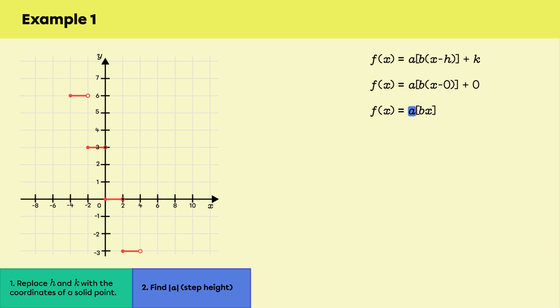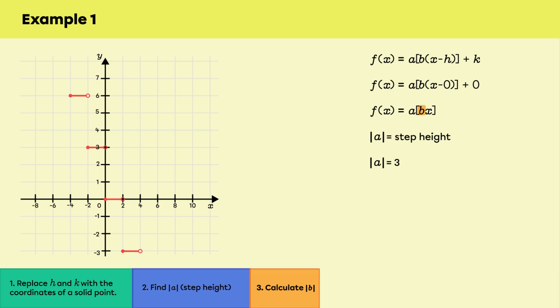The value of parameter a is the vertical distance between two steps, or the step height. Since heights are always positive, we take the absolute value of parameter a. Here, the step height is 3, so the absolute value of parameter a is 3.